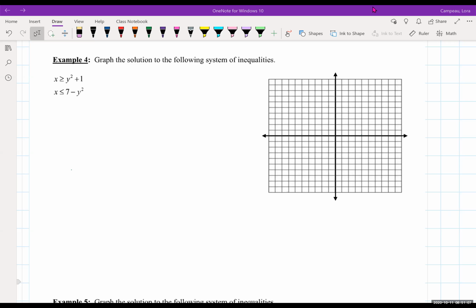Okay, so right now we're going to look at graphing the solution to the following system of inequalities. And that's not really too different than any of the previous examples, except for now, for this problem, you get two inequalities for the price of one. So if you are looking for the solution to the system, what we're looking for is the intersection of all of the shadings.